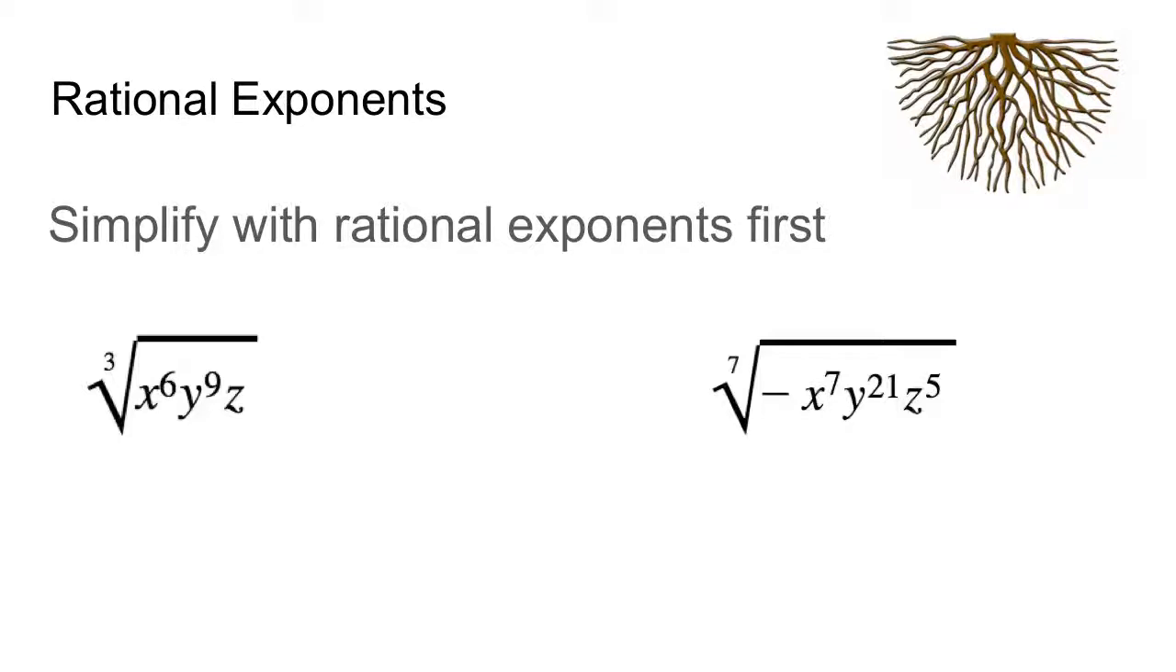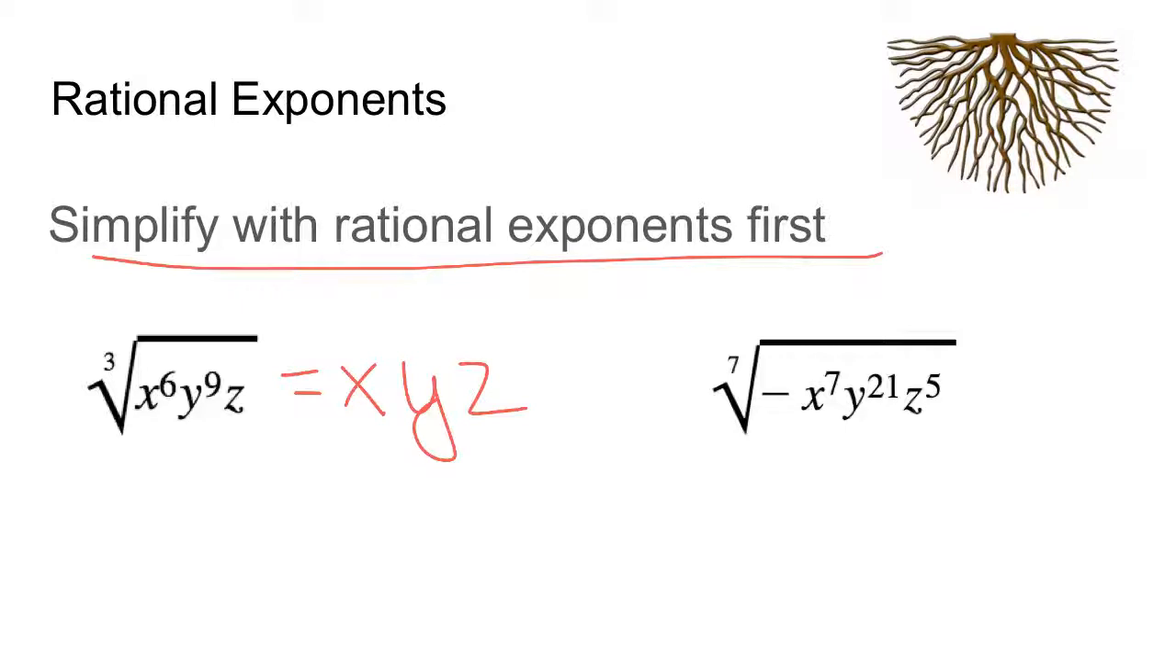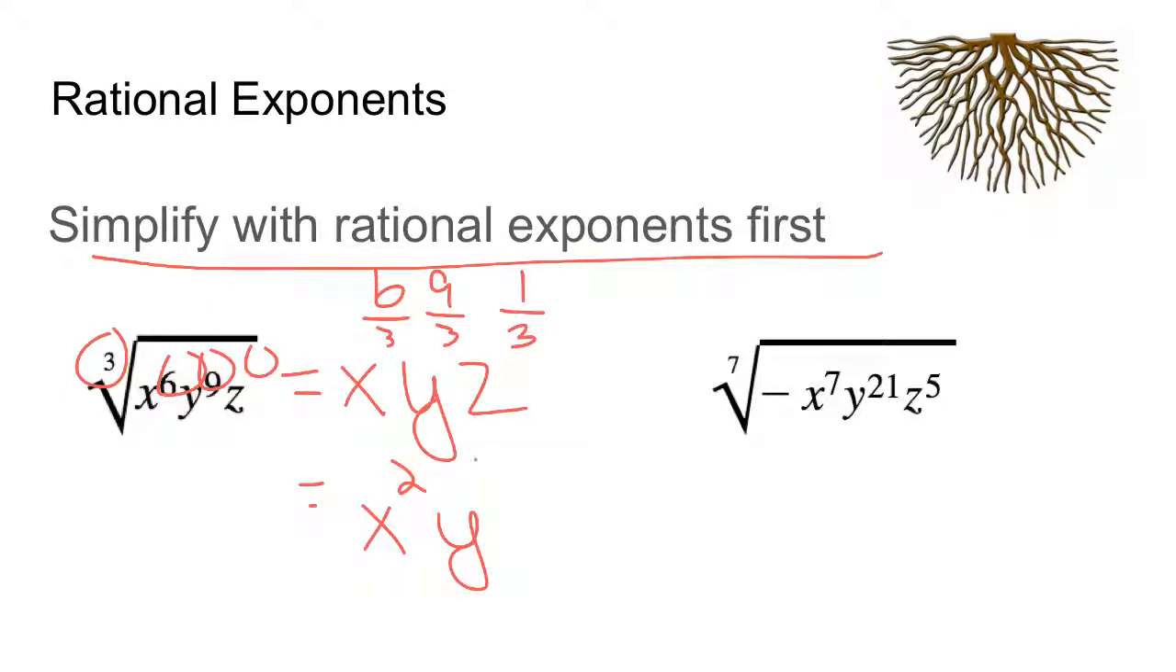And finally, on this last slide of the notes, we're going to simplify these rational expressions by rewriting them as exponents first, and then you're going to see what magic happens here. So the root is the 3. So we're going to rewrite all of these with a denominator 3. And then these exponents are going to go in the top. So 6, 9, and 1. Now what do you know about 6 over 3? Well, it's the same thing as x squared. And y to the 9 over 3 is the same thing as y to the third.